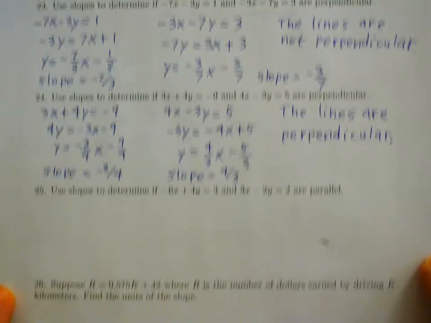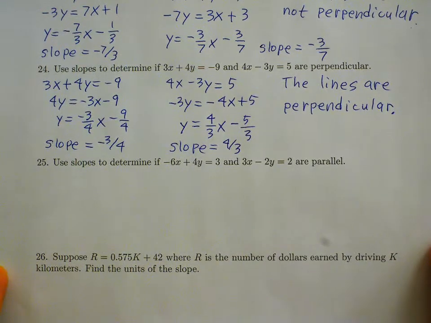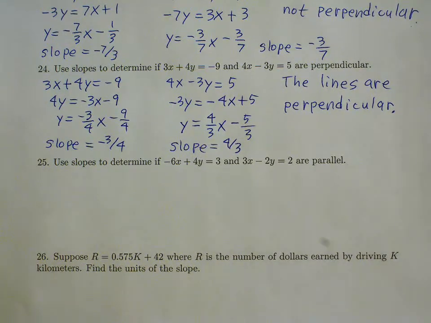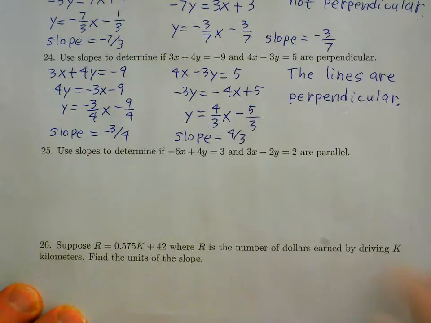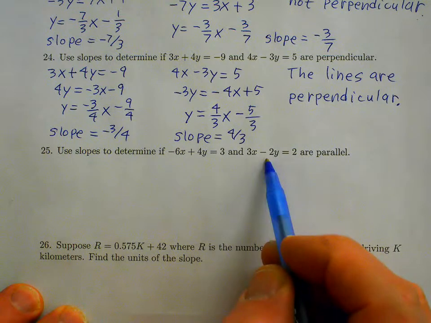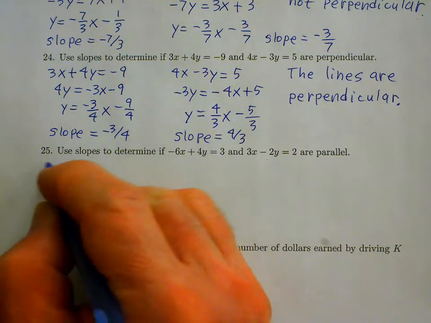Okay, number 25, similar type of problem, just this time we want to use slopes to determine if negative 6x plus 4y equals 3 and 3x minus 2y equals 2 are parallel. If two lines are parallel, they have the same slope. So we'll rewrite each of the two equations in slope-intercept form.